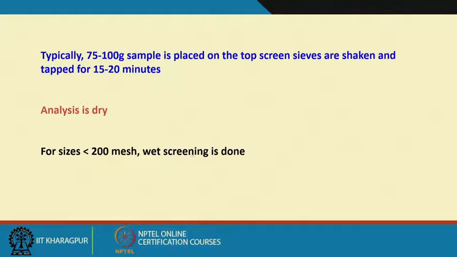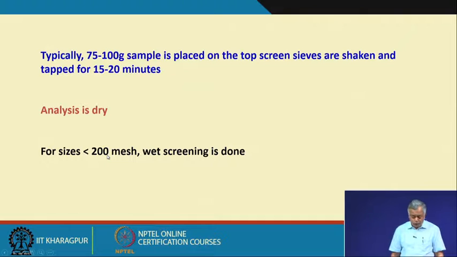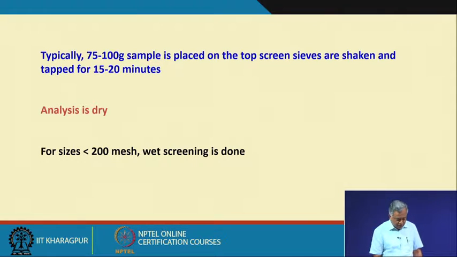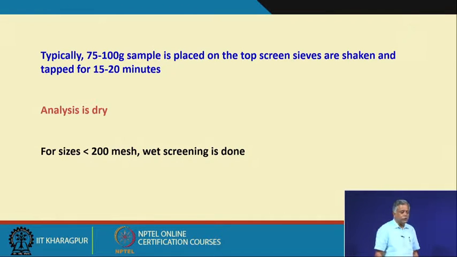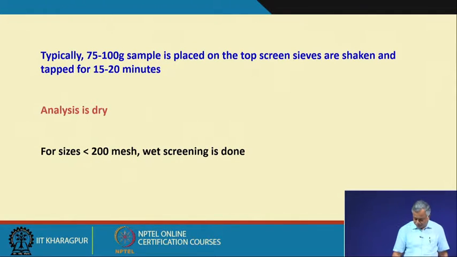Generally, as I said, the analysis is dry. For sizes less than 200 mesh, that I will define, what is the mesh, but 200 mesh is equivalent to, as I remember, 75 micrometers. So, wet screening is generally recommended, where you use water also as a dispersing medium.